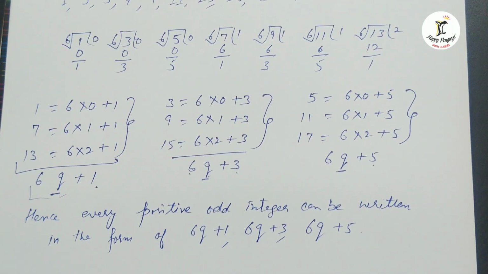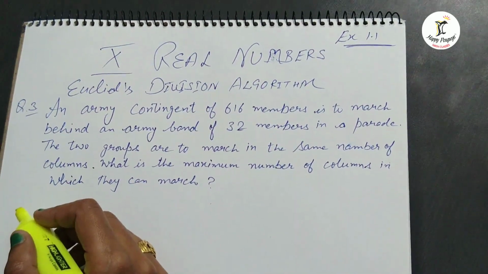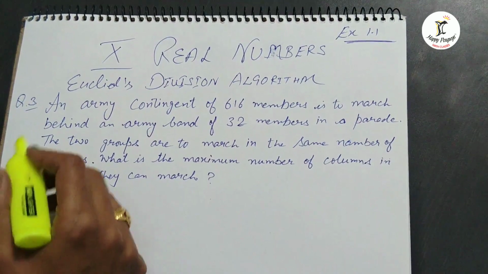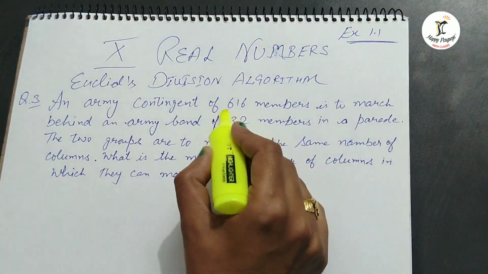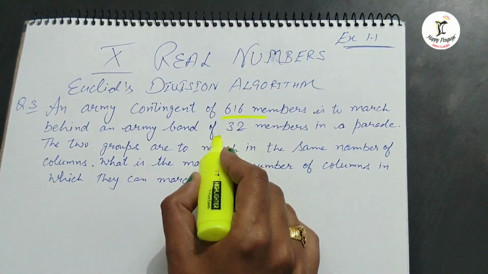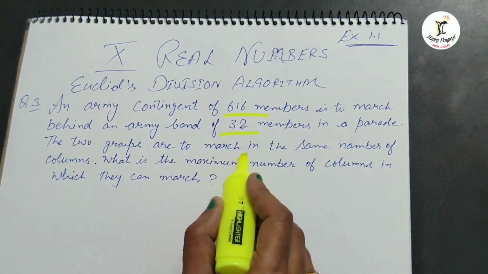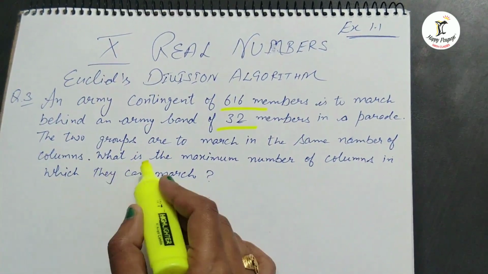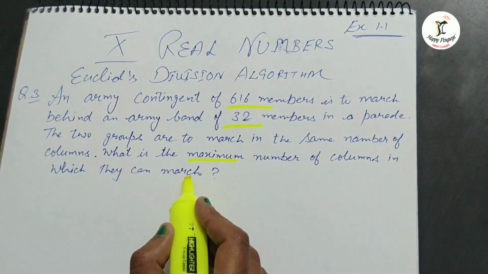That's it. Let's continue with exercise 1.1 of chapter 1, Real Numbers, and question number 3. 616 army members are to march behind an army band of 32 members in a parade. The two groups are to march in the same number of columns. What is the maximum number of columns in which they can march?